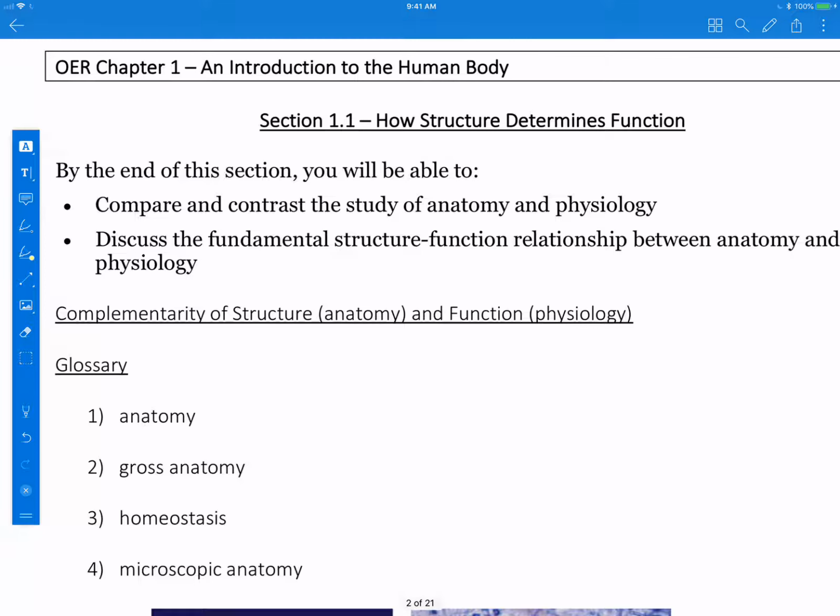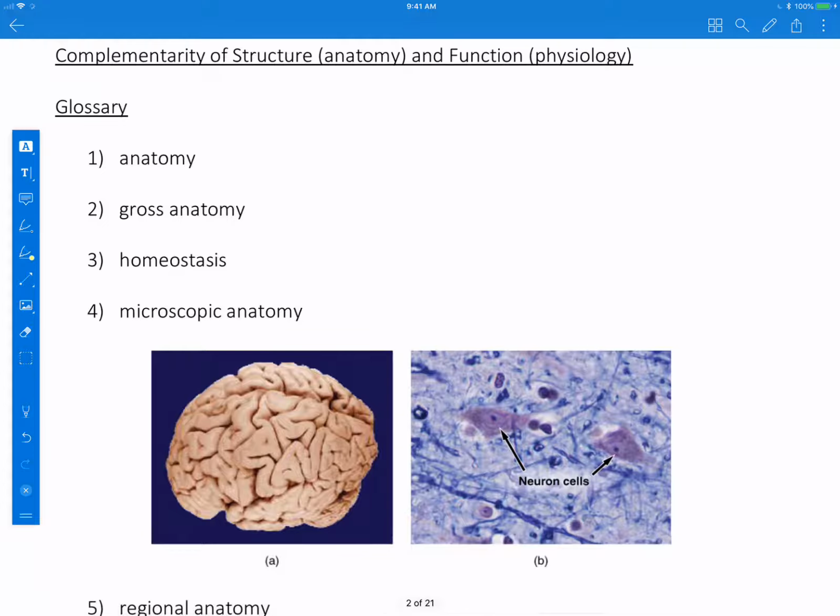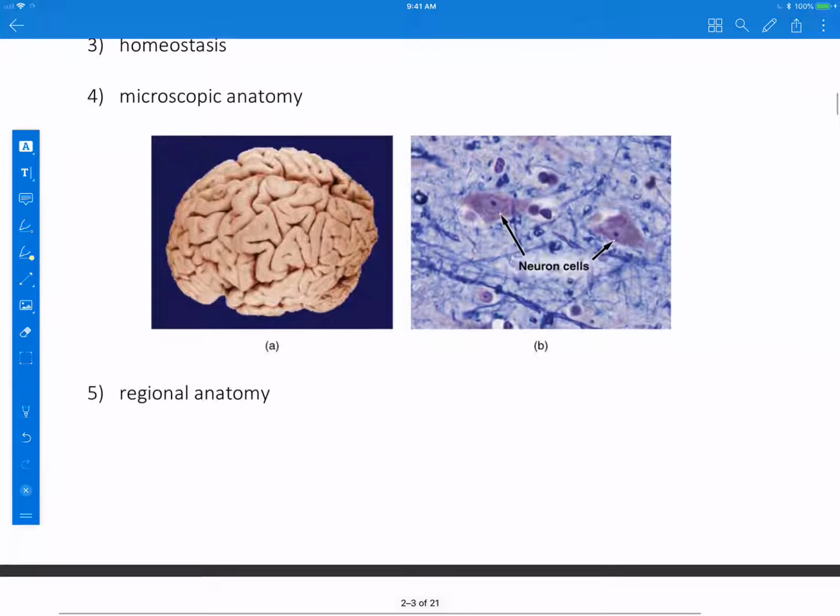Now, gross anatomy, gross just refers to macroscopic anatomy, or something that you can see with the naked eye. It's a study of the larger structures of the body that you can see without a microscope. Microscopic anatomy, as you can imagine, refers to a study of small structures of the body that require magnification using a microscope. So in this image on the left, you can see a brain. That's gross anatomy. We can see it with the naked eye. And on the right, neuron cells, you would need a microscope to see, so that would be microscopic anatomy.